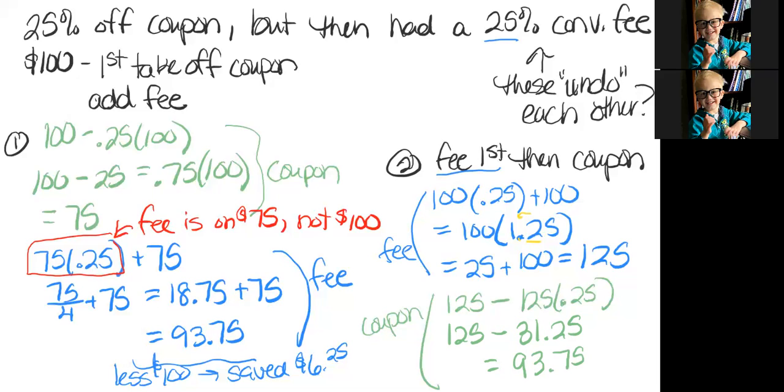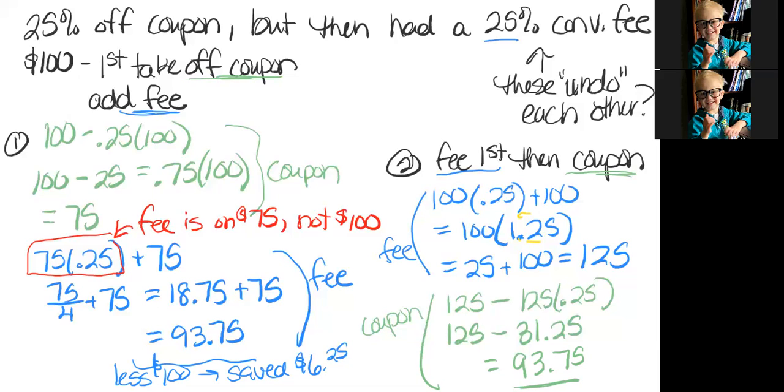So think about that now. If these are the same, does that mean the order doesn't matter? Fee first and then the coupon, or we did the coupon first and then the fee. And then can you explain why?